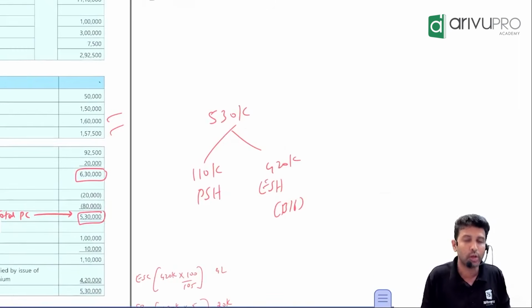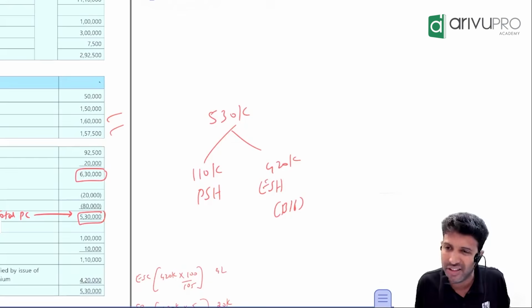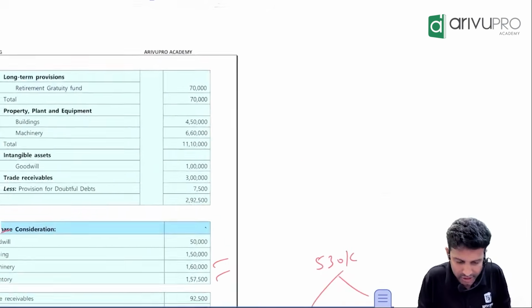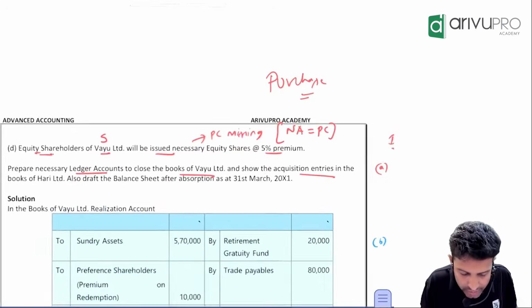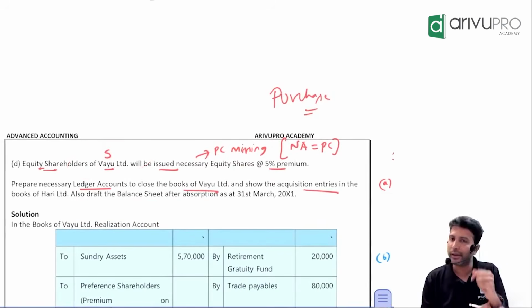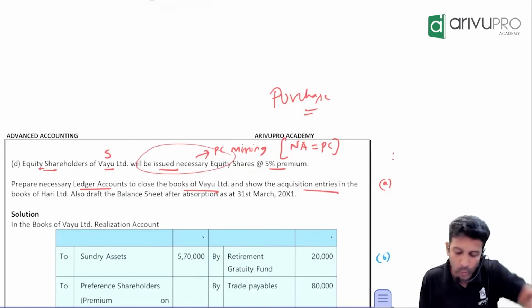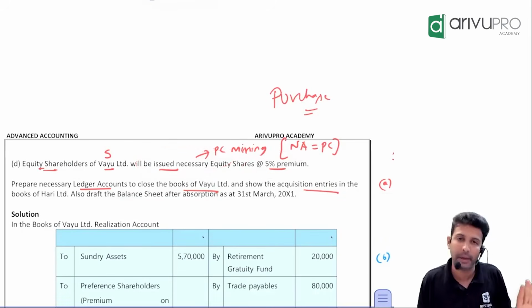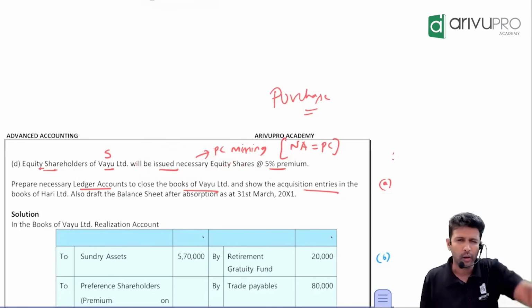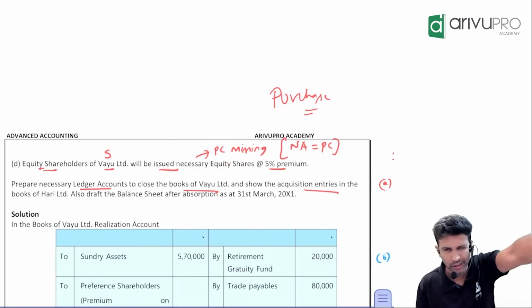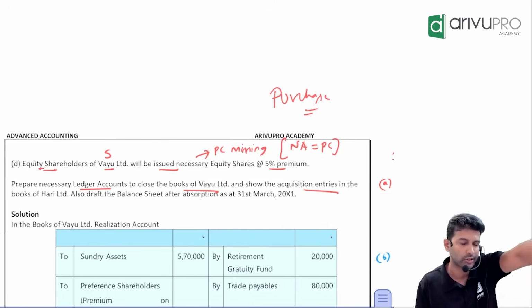4,20,000 was given to equity shareholders as purchase consideration. But was this 420 settled through cash or new equity shares? Check this. What did they say? Equity shareholders of Vayu Limited, that is selling company, will be issued necessary equity shares at 5% premium. Okay. Now here there is one small concept. This is an important adjustment. Many of them lose out marks on this.